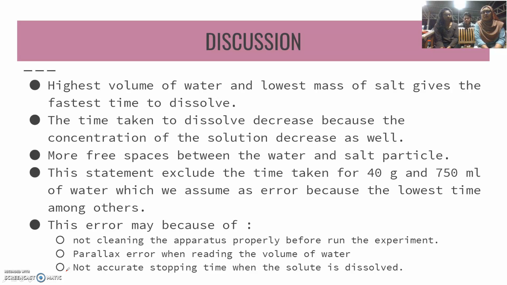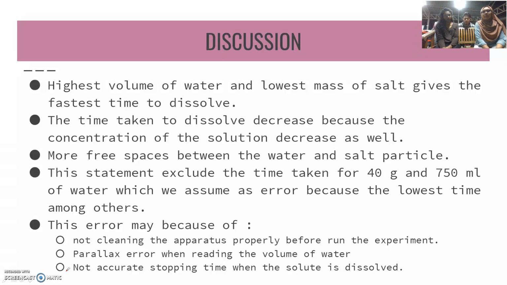And for the discussion, the highest volume of water and lowest mass of salt gives the fastest time to dissolve. The time taken to dissolve decreases because the concentration of the solution decreases as well. This is also affected by more free spaces between the water and the salt particles. This statement excludes the time taken for 40 gram and 750 milliliter of water, which we assume as error because it is the lowest time among the others.